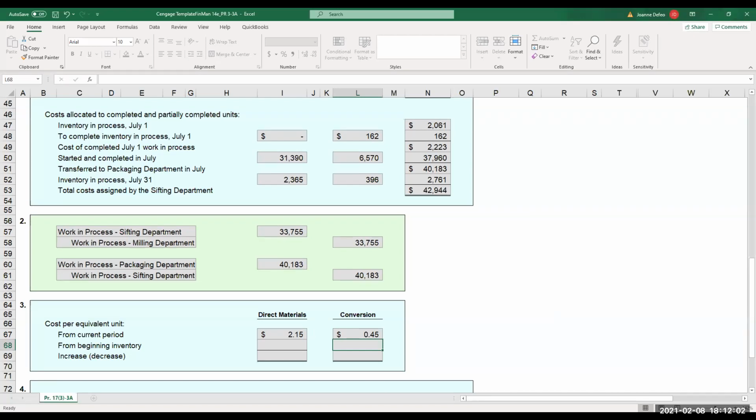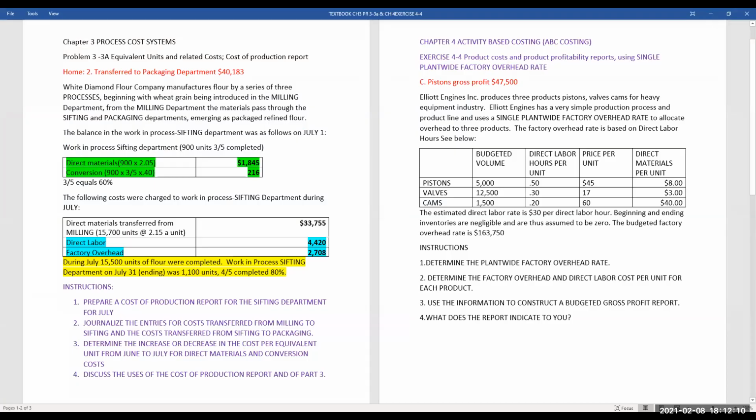Let's go back to our informational sheet and see what they said. So what did they tell us? Hopefully they did tell us the answer. I'm trying to see if I can find it. Maybe I left it off when I typed it. 205 and 40 cents. All right, let's go back to what we were looking at.